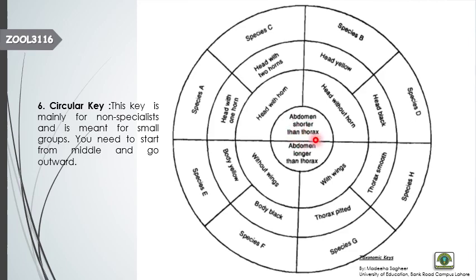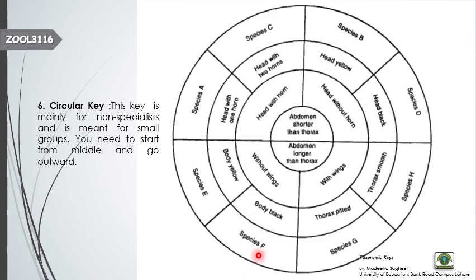Abdomen shorter than thorax. If abdomen is shorter, then again you have these two choices. If longer, then you have these two choices. Again, if with horns, then you have these two choices, and ultimately you will reach your species. Without horns, again you have these two choices. In case of wings, you have thorax pitted or smooth. You have these two choices, and species G or species H. Without wings, body black or body yellow. You are given these two choices, and species E and species F.